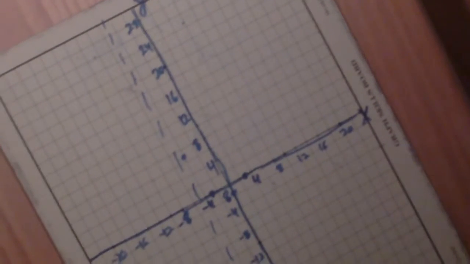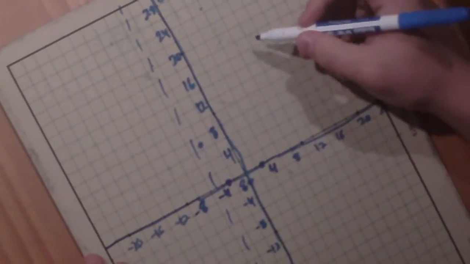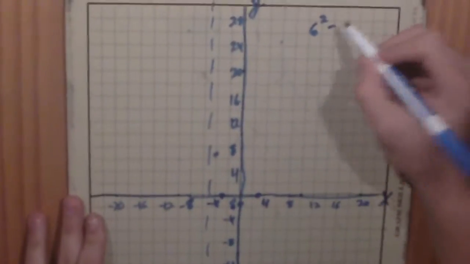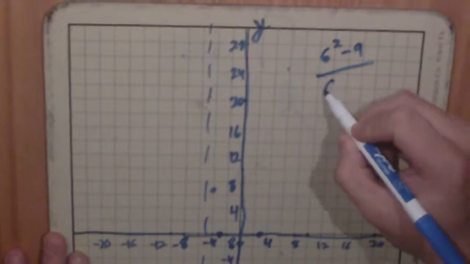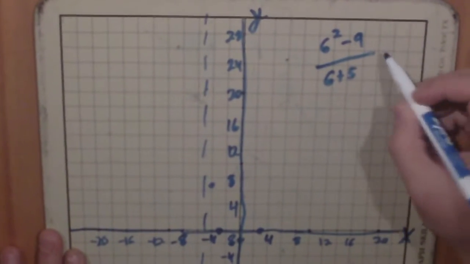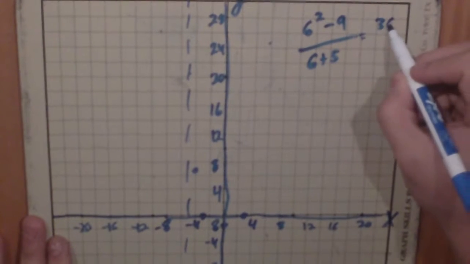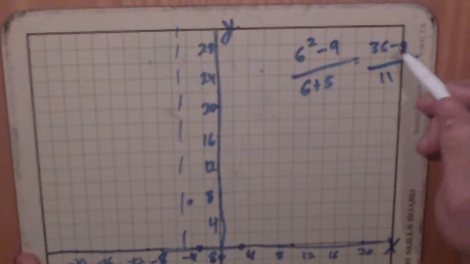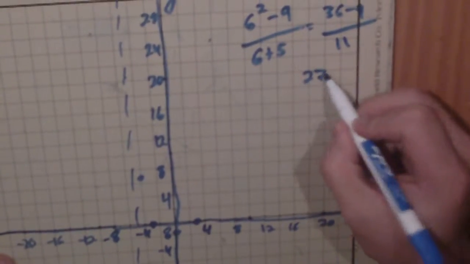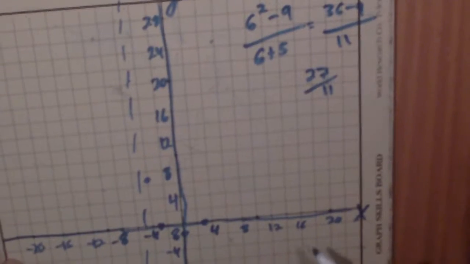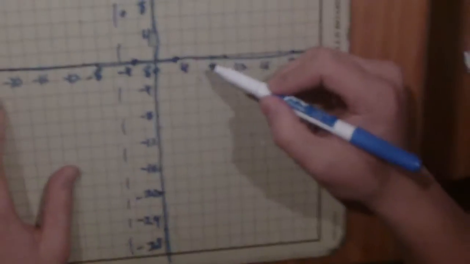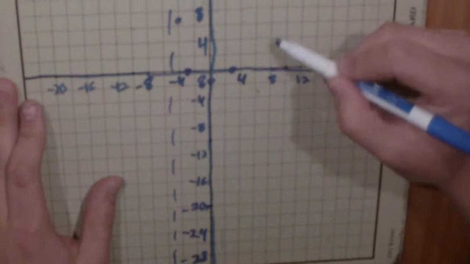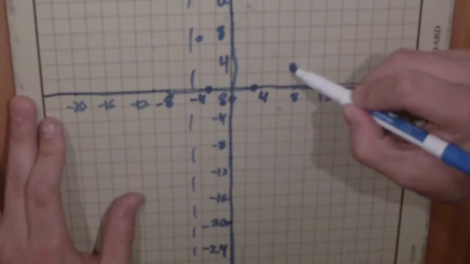Alright, let's plug in a few more points further out to the right. Let's try plugging in point 6. So 6 squared minus 9 over 6 plus 5 equals 36 minus 9 over 11, which equals 27 elevenths. And that is roughly right there.